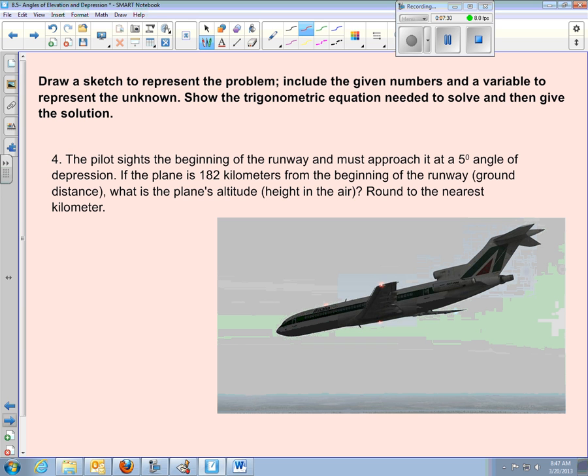All right, the pilot sights the beginning of a runway and must approach it at an angle, 5-degree angle of depression. If the plane is 182 kilometers from the beginning of the runway, which is ground distance, what's the plane's altitude? Remember we talked about altitude is the height. Round to the nearest kilometer.